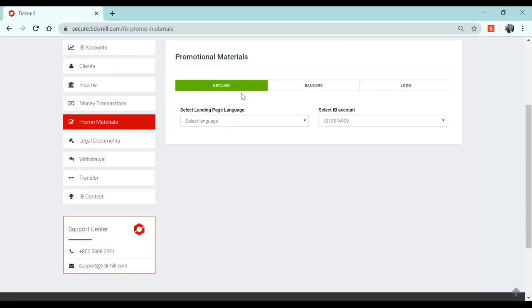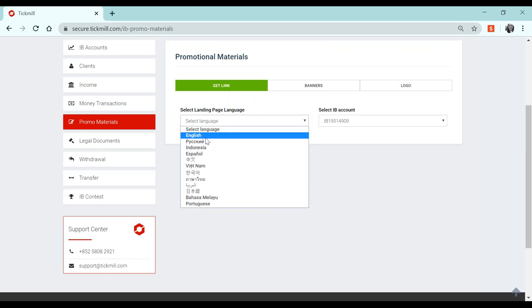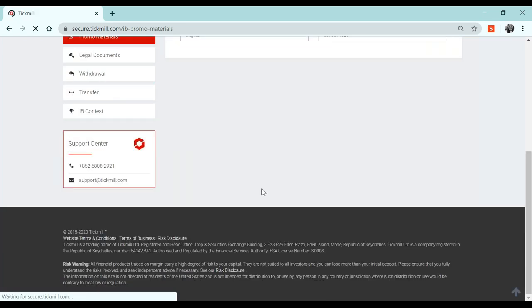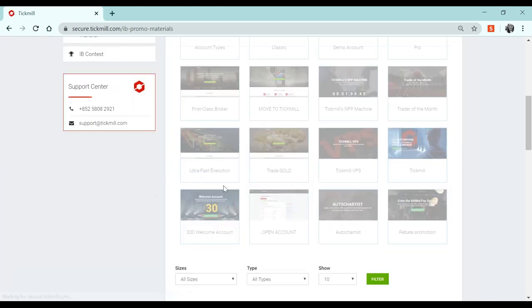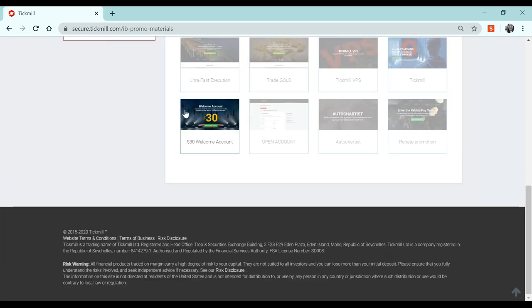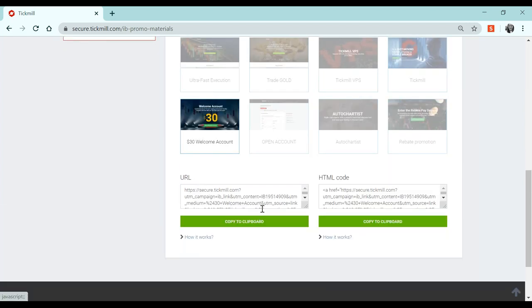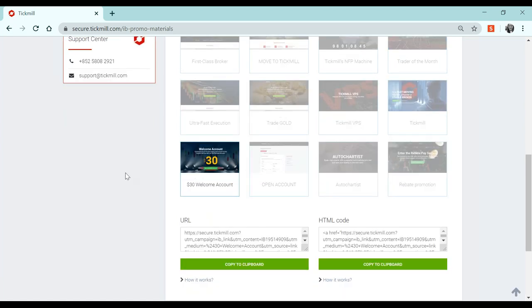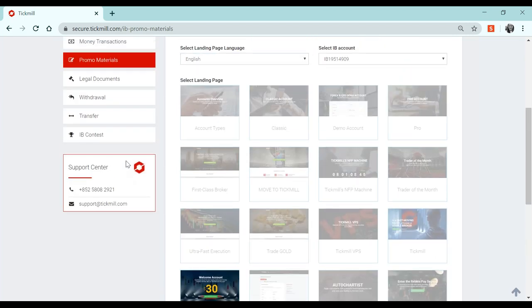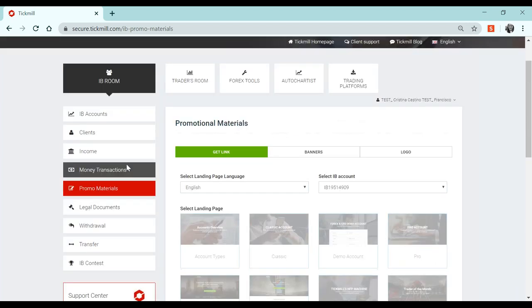Okay. So yan, piliin nyo lang whether you want the link, banner, logo, select which language, and yan. Pwede nyo na pong i-share yung Tickmill. So we have, for example, the welcome account, yung free $30 na live trading na. Pwede nyo siyang i-click lang, tapos bibigyan kayo ng link dito. Just copy it and share it to your friends and your network. And once they sign up and start trading, then you can also earn from the trading. Okay? So there.